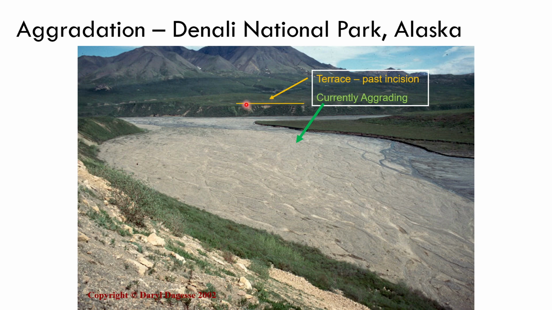So there was at some point in the past, probably during the last ice age, a tip in the other direction where we actually saw incision, but now we're currently aggrading just because we're getting a lot of glacial outwash and glacial deposition in the river systems.